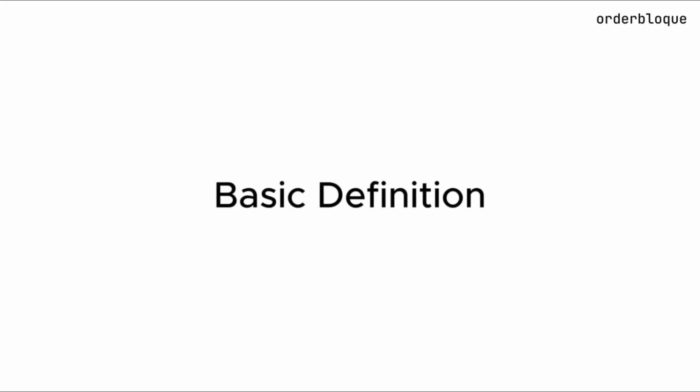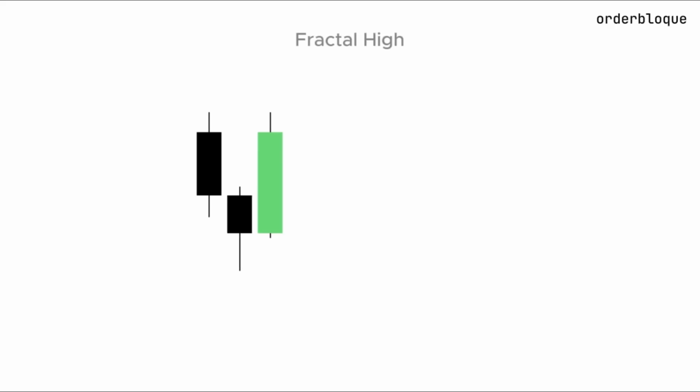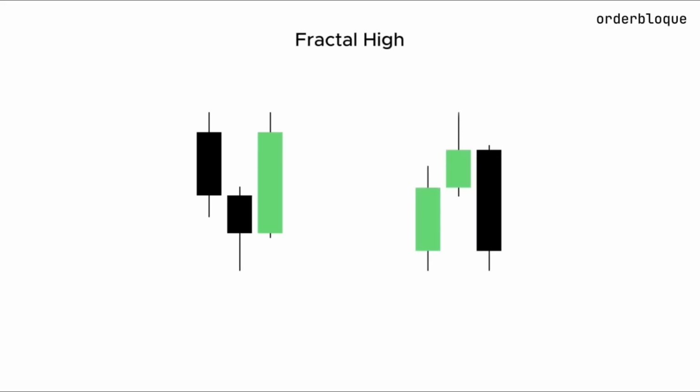In this video, we'll explore what fractal points are and their logic. First, let's start with the basic definition of this element. Fractal low is a 3-candle pattern, where the middle candle's minimum is lower than the minimums of the first and third candles. Fractal high is the opposite 3-candle pattern, where the middle candle has the highest maximum compared to the adjacent candles. Note that the minimum number of candles required to form such a pattern is 3.